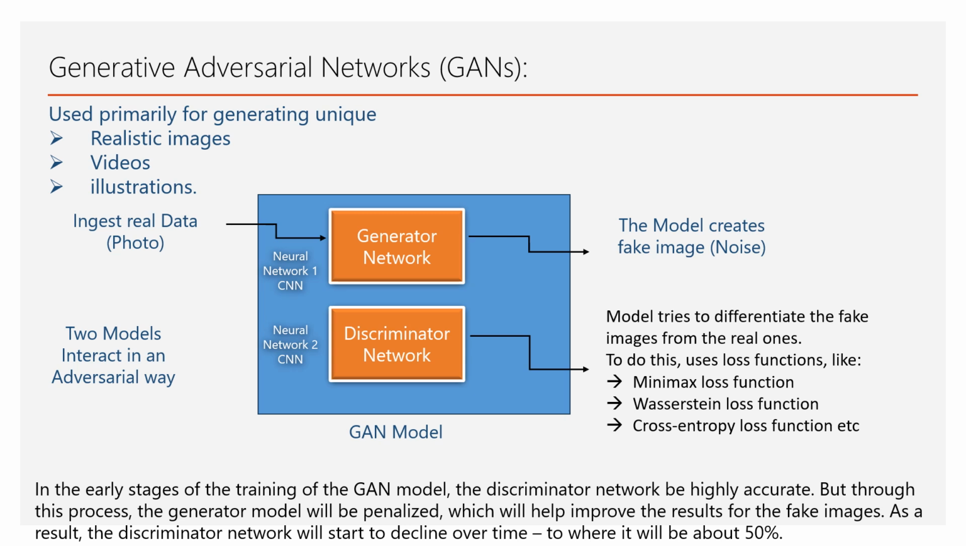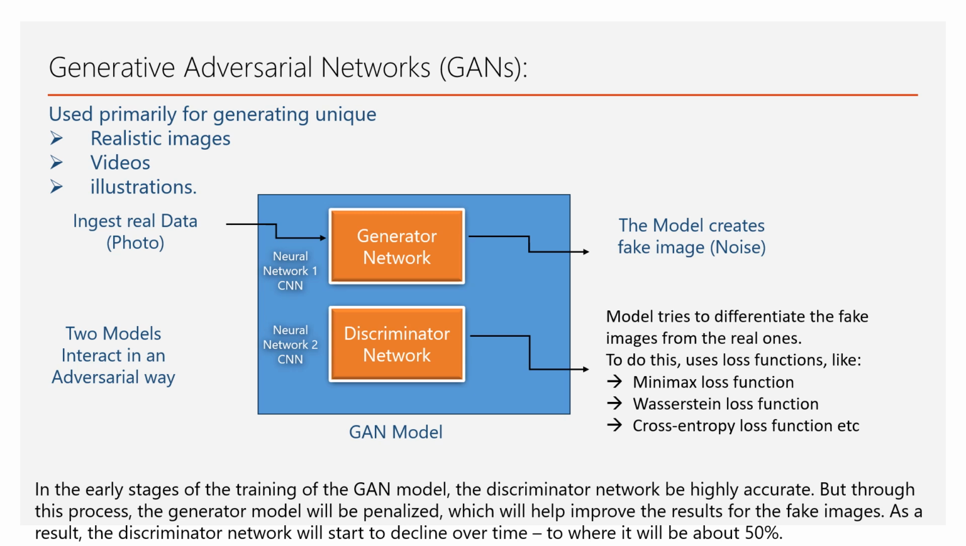This GAN architecture is made up of two neural networks, neural network number one and neural network number two. Both of these neural networks are basically CNNs, convolutional neural networks. The first one is also called the generator network, and the second one is called the discriminator network. What does the generator network do? The input data is the real data, which is the photo or the image, which gets into the generator network, and it tries to create fake images, which is also called noise. So basically the generator is trying to convert the real data into fake data.